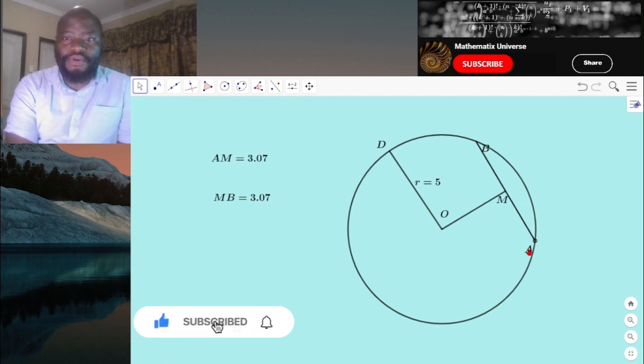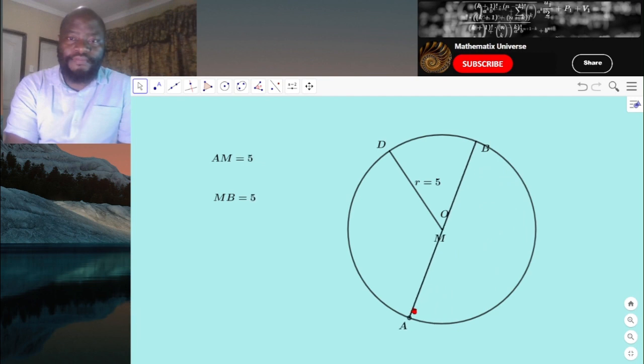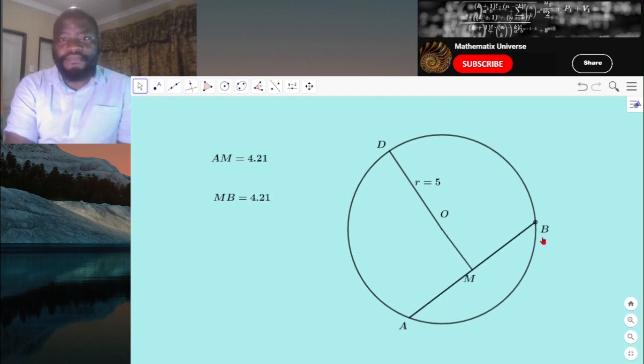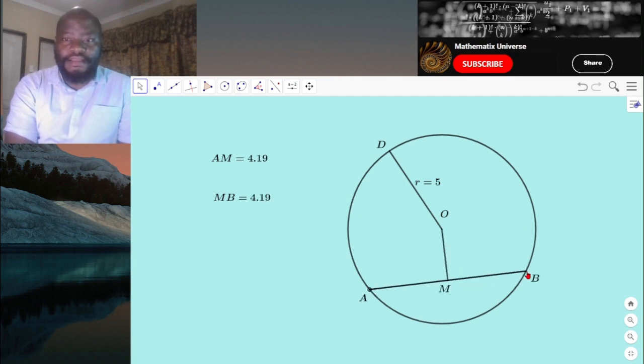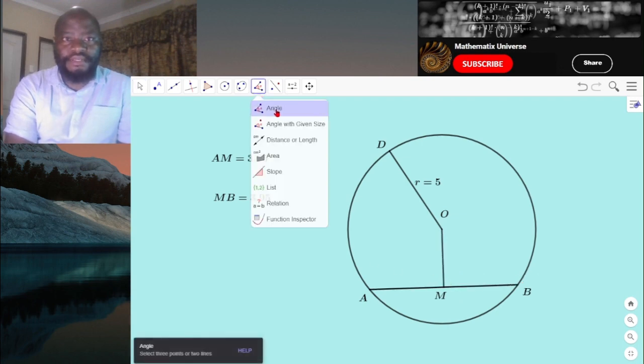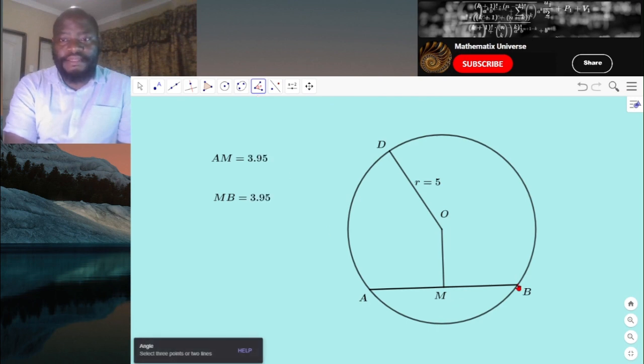Now what I wanted to show earlier, I said if we bring this all the way to here, then we see that AM equals 5 and MB equals 5, which makes AB a diameter. Okay, now let's show that the angle here is 90 degrees. We'll go to the measuring tool, then we measure an angle, then we pick 3 points, and then there we go.